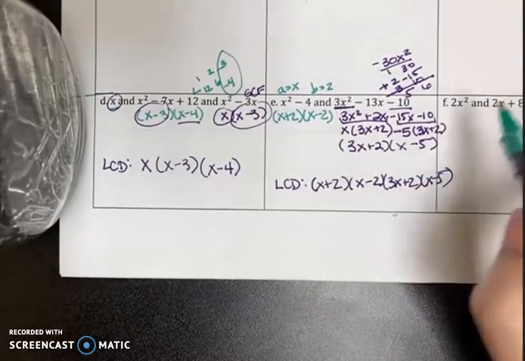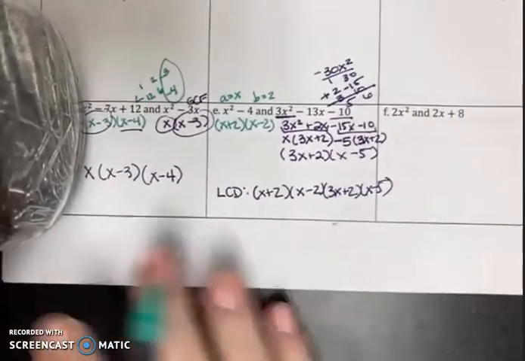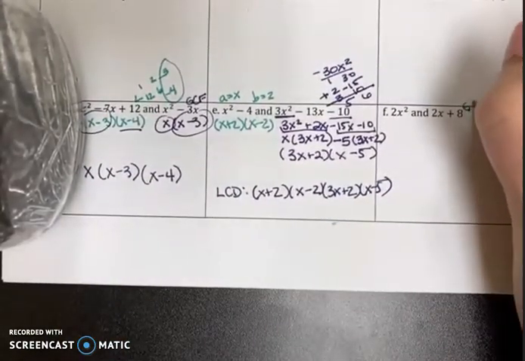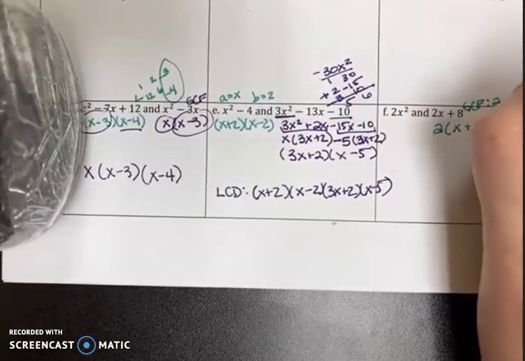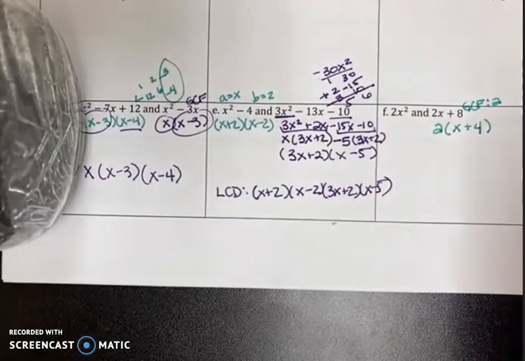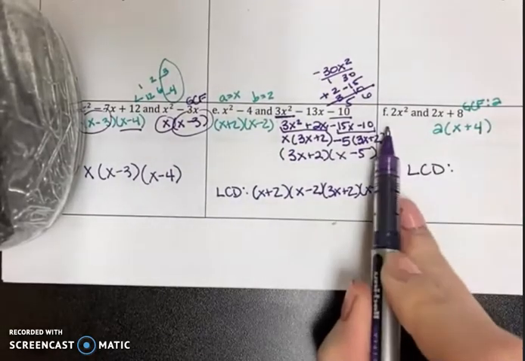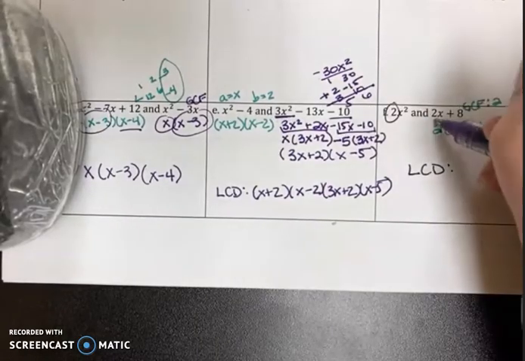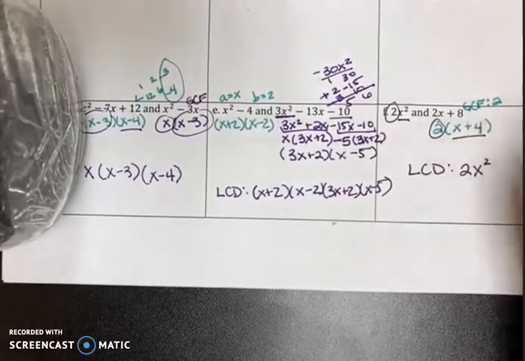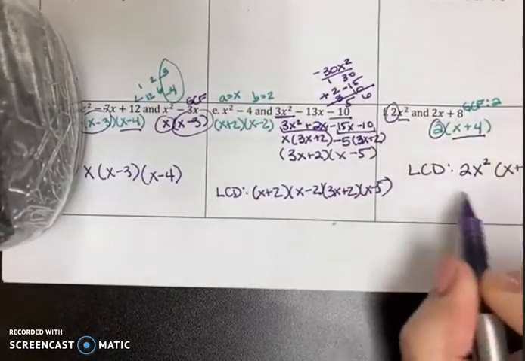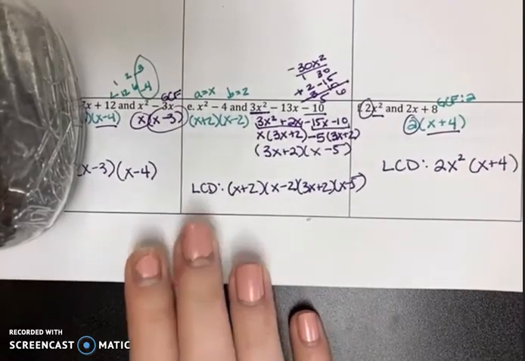Okay, part F. This is a monomial. It does not factor any further, but we do have a GCF here of 2. So that would be 2 times x plus 4. For the least common denominator, we can look at the constants first. So we have a similarity of 2 and 2. And we have a difference of x squared and x plus 4. So I'm going to multiply all of those different things together. Oops, sorry, I realized you can't see the last bit right there.